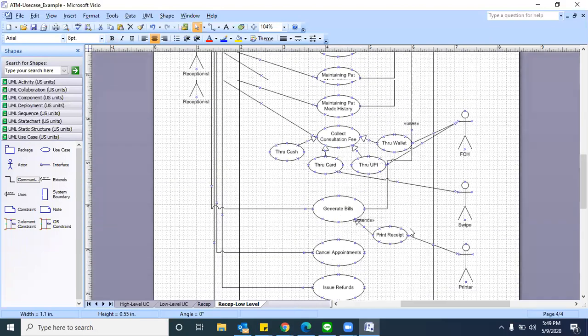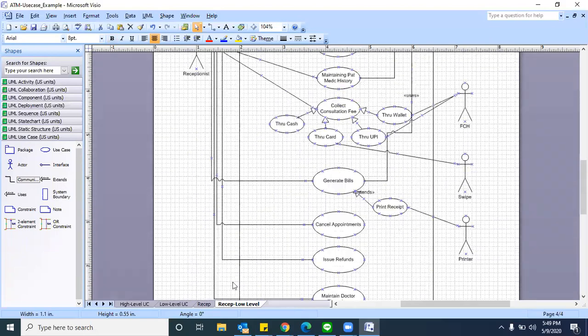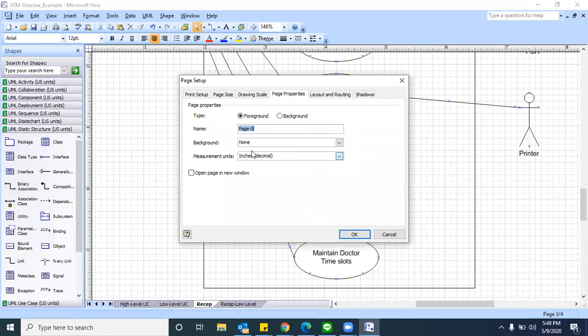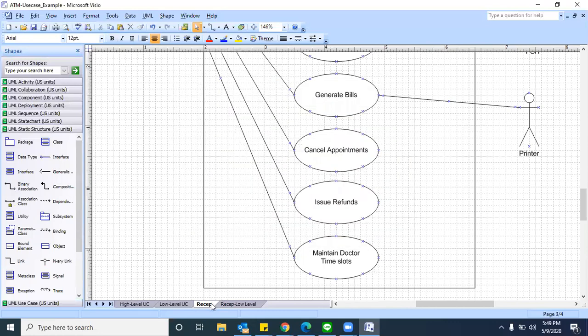Now you understood what is a high level and low level use case? Its name is low level, but it is very high. Low level is nothing but in detail, in depth. You understood? Yeah, got it, sir. I'm just saying, but it's an interesting use case.